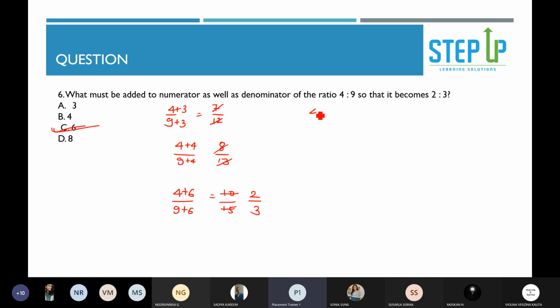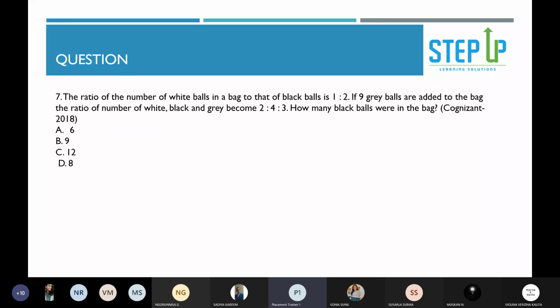Otherwise, how will you do it? 4x plus y, where y is the number which you are adding, and 9x plus y should become 2/3. So this will be some complicated equations actually. You need to know this value of y. In terms of x also, you can get the answer. Fair enough? Yes, ma'am. All right, try this one.